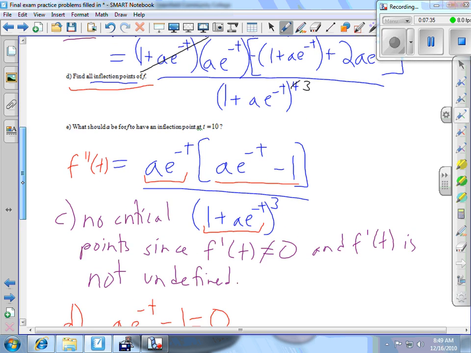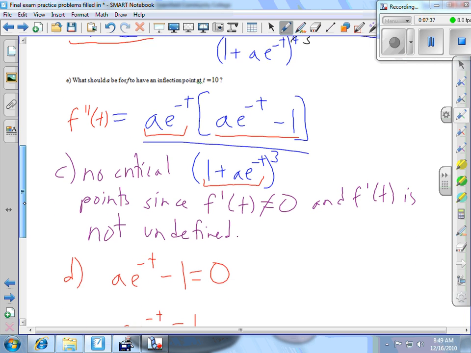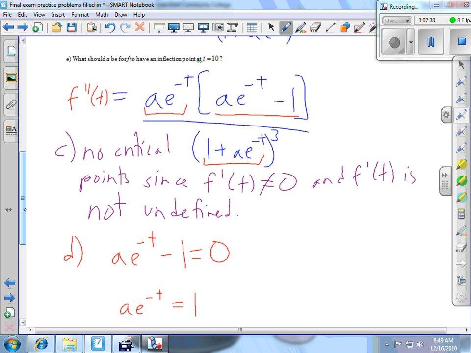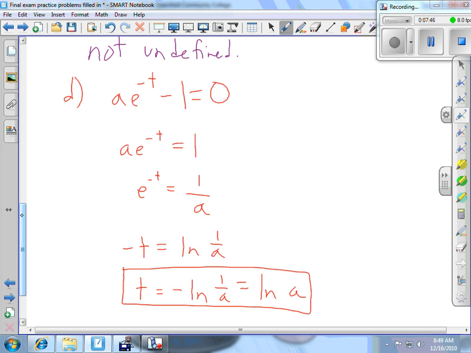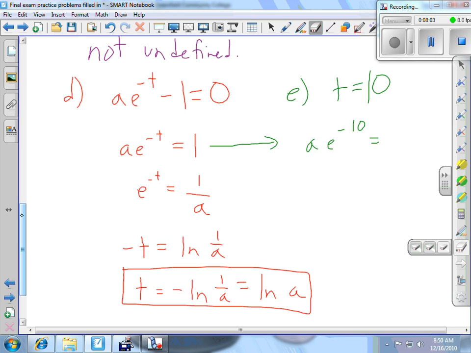And then finally, part E, what value of a should we pick to have an inflection point at t equals 10? So let's try that. Actually, we'll go here. Okay, so we need t equals 10 to be the inflection point. So where should we go? We could go maybe to this equation. A e to the minus 10 is supposed to equal, actually we can go even one step back.